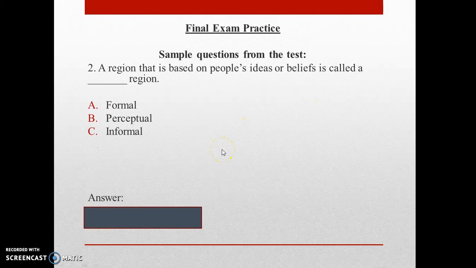Okay, another question that will be on the test. A region that is based on people's ideas or beliefs is called a blank region. So again, pause this if you feel like you want to answer the question. Your options are formal, perceptual, or informal, and the correct answer is B, perceptual region, because it's based on someone's idea or belief about that area.